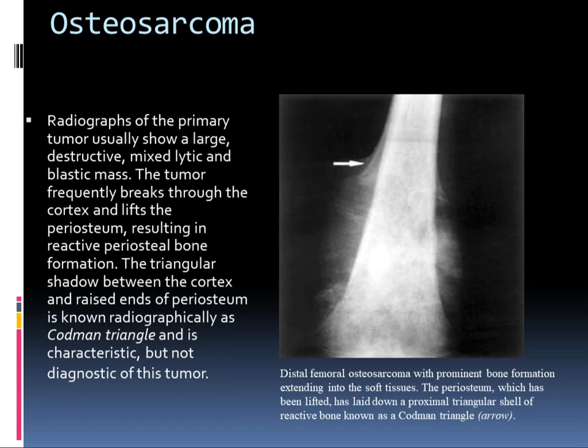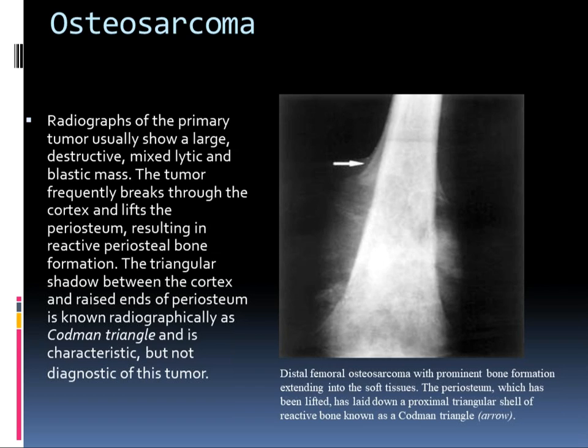And radiographs of the primary tumor usually show a large destructive mixed lytic and blastic lesion. Why are we saying it's lytic and blastic? Here blastic is new bone formation, lysis is destruction. On one side destruction is going on, on the other side new bone formation will take place. In this case, rather than destruction, new bone formation is more. That's why this type of Codman's triangle is seen.